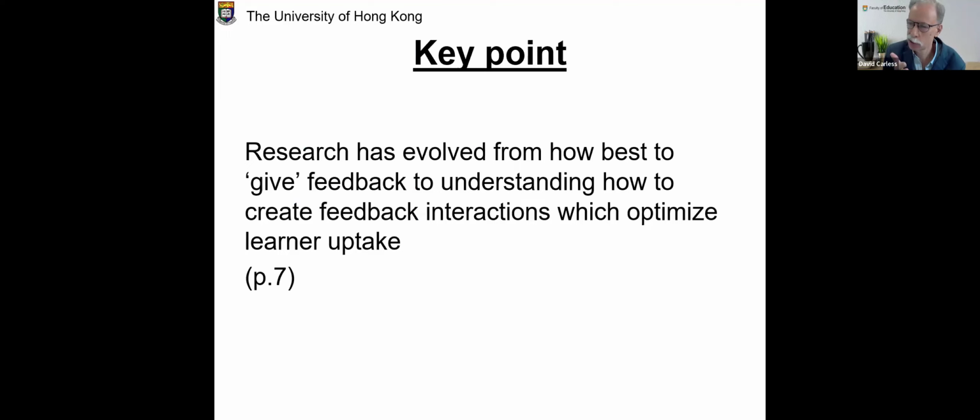I think I would have said sequences or processes. I prefer the word sequences rather than interactions, but I'm basically on the same page with these authors, which optimize learner uptake. So again, they're focusing on avoiding the feedback graveyards, avoiding the check the grade and log out. How can we construct interactions or sequences which encourage students to reflect and to use feedback?